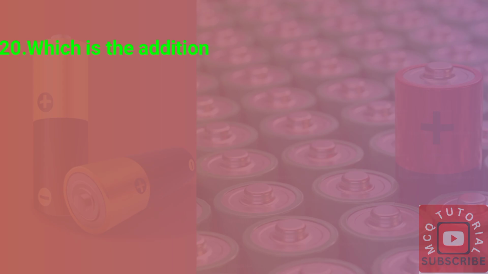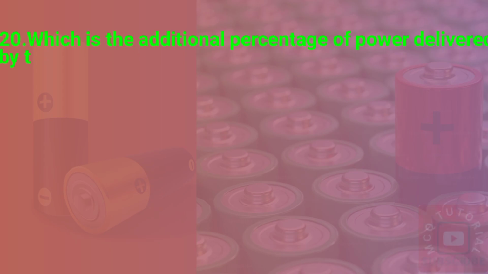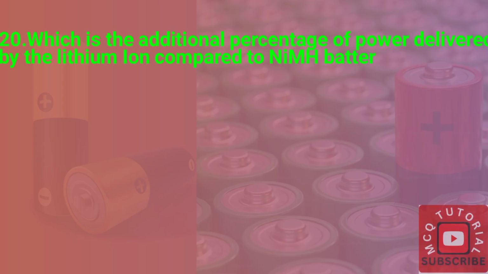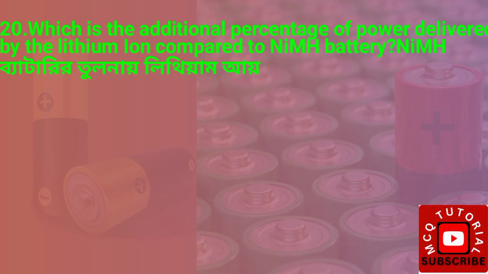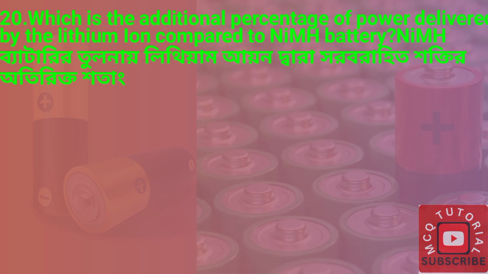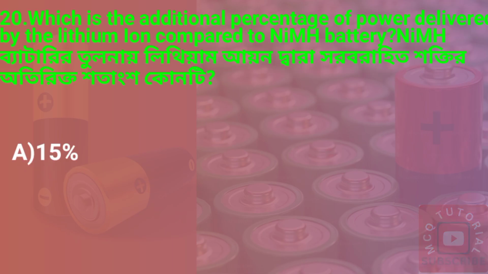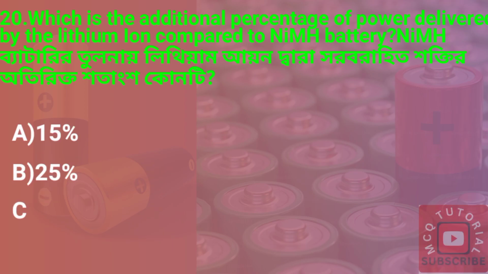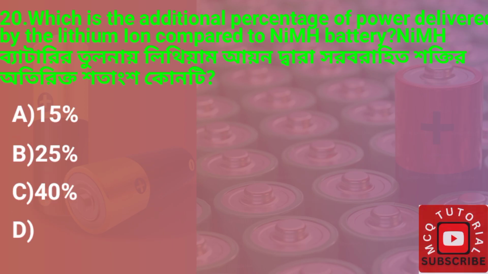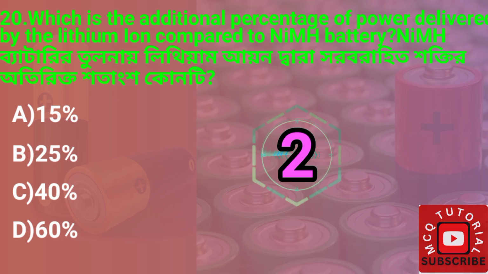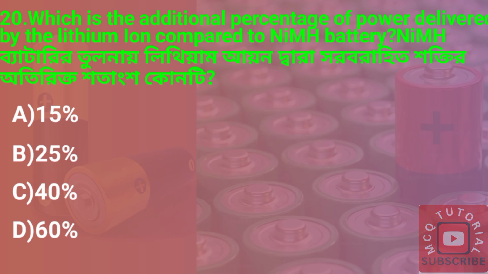Question number 20. Which is the additional percentage of power delivered by the lithium ion compared to a NiMH battery? Option A 15%, option B 25%, option C 40%, option D 60%. উত্তর হবে option C 40%.